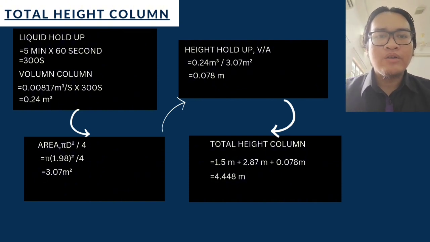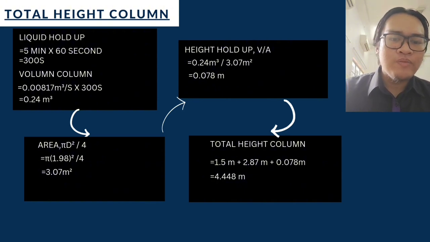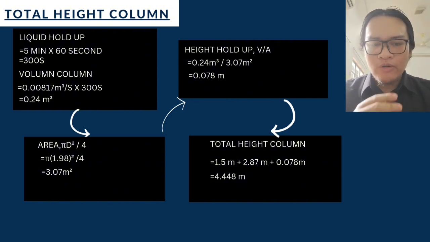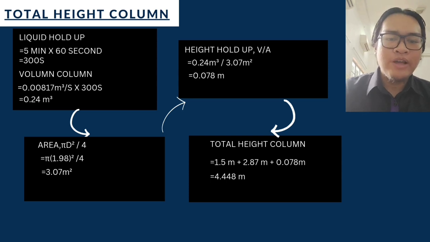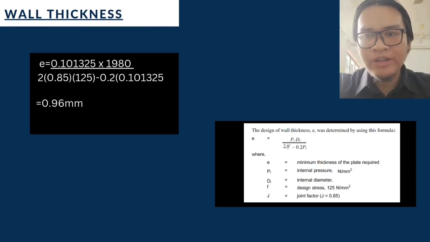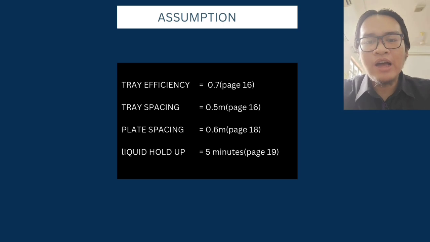After that, we calculate to get the head of product, which is volume per area, so 0.24 meter per square, divided by 3.05 square, so we get 0.078. After we calculate the total head column, we get our final answer, which is 4.448 meter for our distillation column head. We go to the worthiness, so we use the formula on the right of the slide. After we calculate it, we got 0.96 millimeter. So we go to the next slide, which is assumption. Here I conclude the video and the page where the assumptions I made for our distillation sizing calculation.